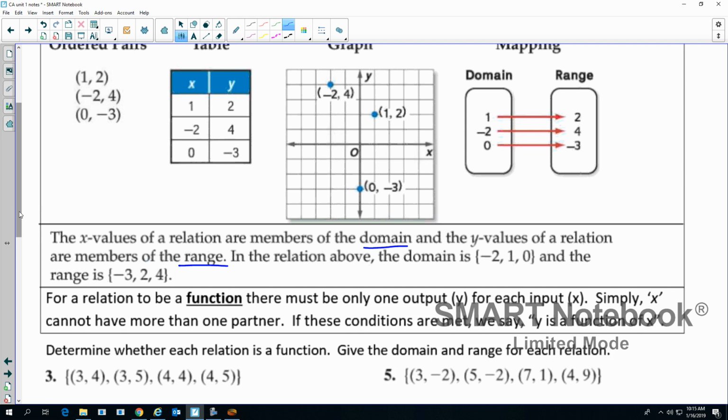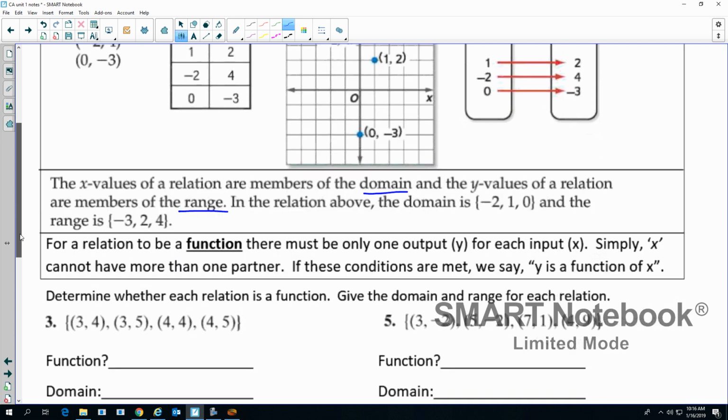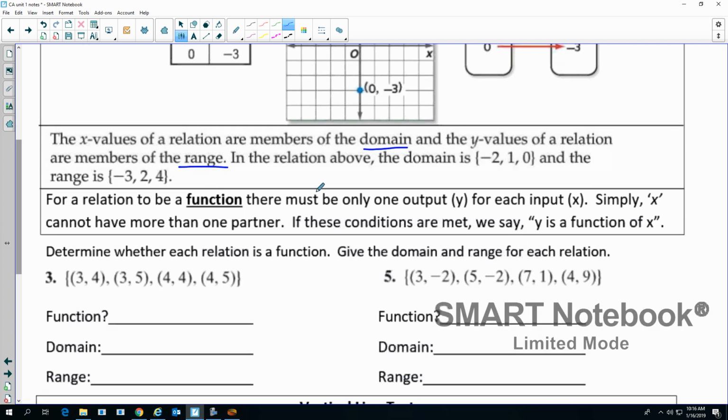So that's relations. Now, what if you want to be a function? A function is just a special type of relationship. That's all. For a relation to be a function, there must only be one output. There must be only one y value for each input x value. The simplest way to think about this is that x cannot have more than one partner. Once we see an example or two, you'll understand what this statement means.